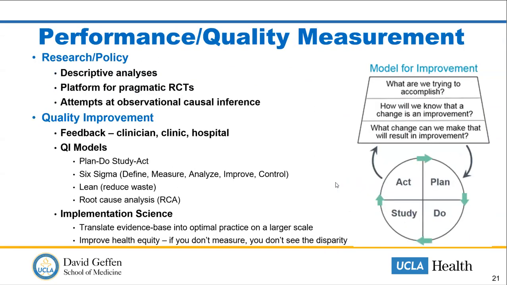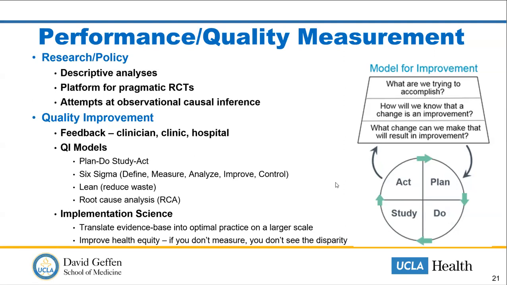So in terms of why we use these performance and quality measures, it's helpful for research and policies. We can get descriptive analyses out of it. We can use them for pragmatic trials, and then we can sometimes think about causal inference and observational methods using these performance metrics.